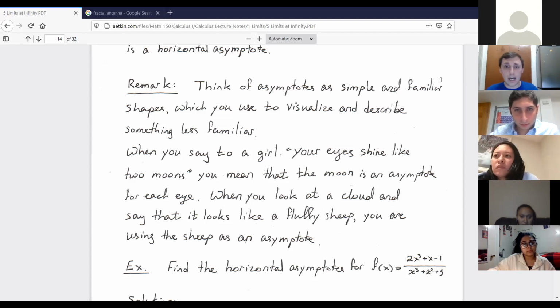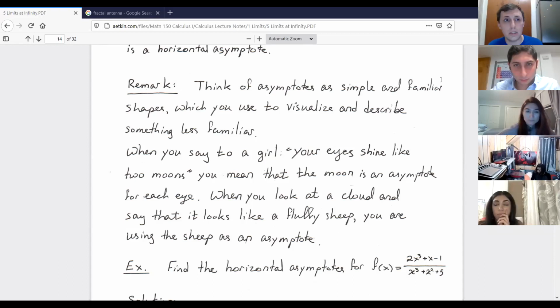When you look at a cloud and you say it looks like a fluffy sheep, now a person can imagine what the cloud looks like because they've seen sheep, right? Or unicorns or whatever else you like. So an asymptote is a familiar shape, a simpler shape, a comfort shape. Clear? And so the question for this graph, let me show you what happens to this graph if I plot it. Okay, let's actually do that here.